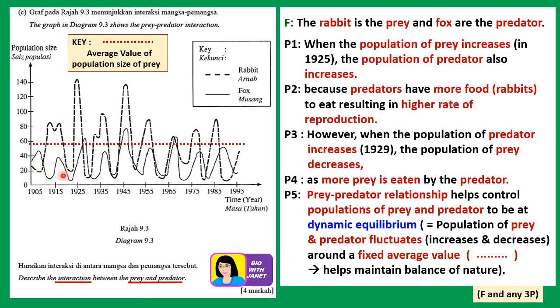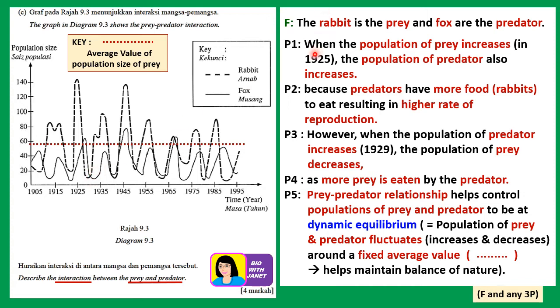Okay, somewhere around the year, this part, 1925. Now you can see the prey population increases very high until a very high amount, and then is followed by the increase in the predator's population. Okay, so how to explain that? Now, let's read from here.